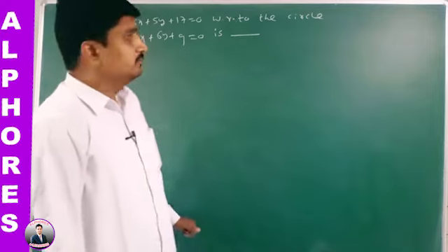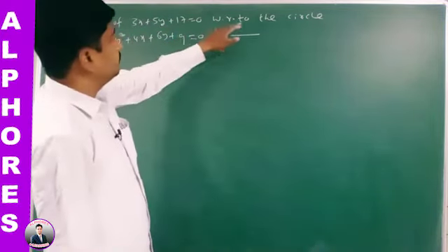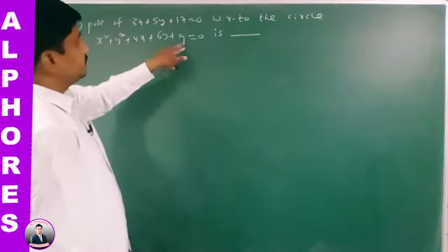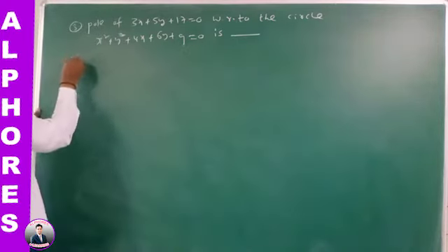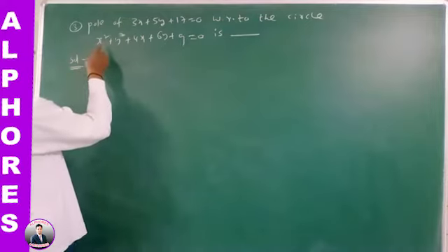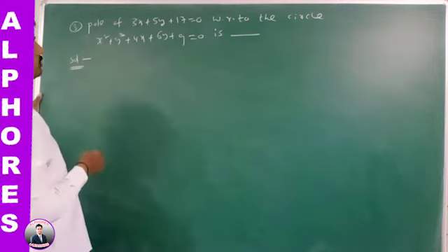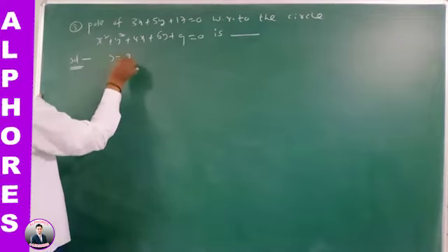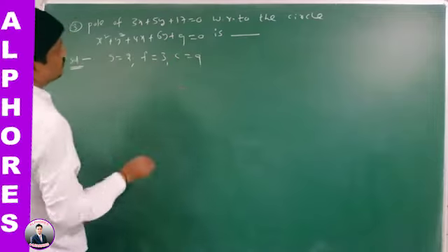Okay, next problem. Pole of 3x + 5y + 17 = 0 with respect to the circle x² + y² + 4x + 6y + 9 = 0 is. Comparing the given circle with x² + y² + 2gx + 2fy + c = 0, here g = 2, f = 3, c = 9.